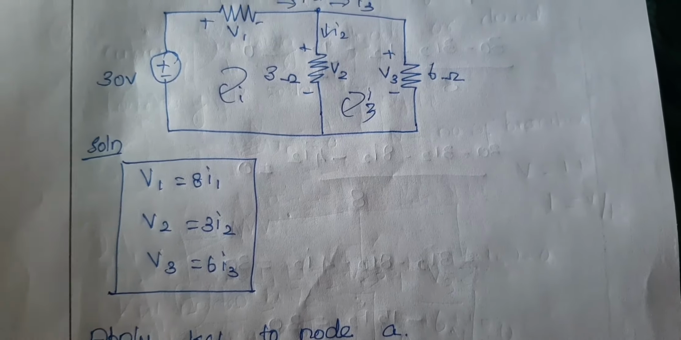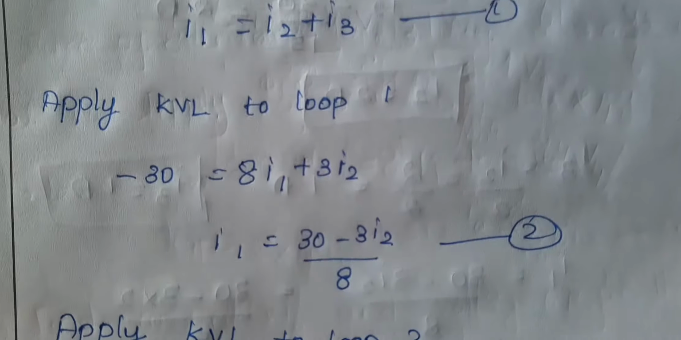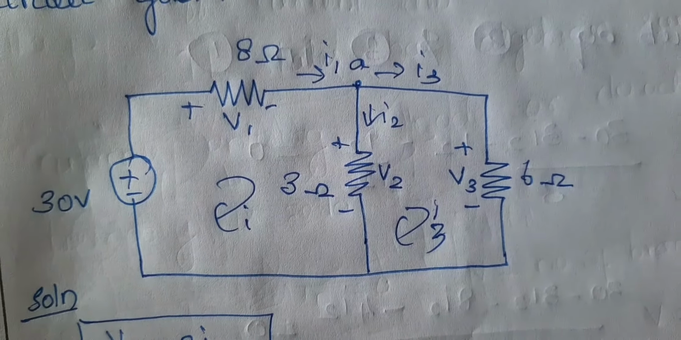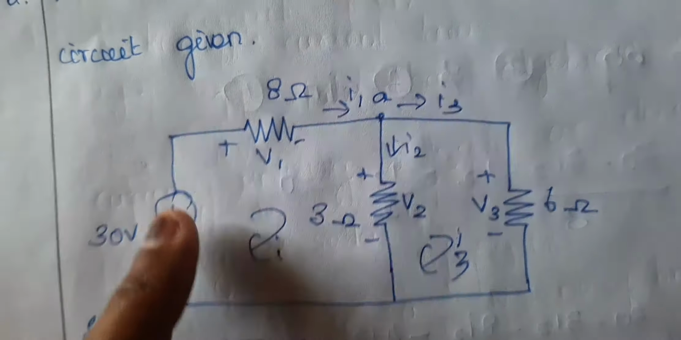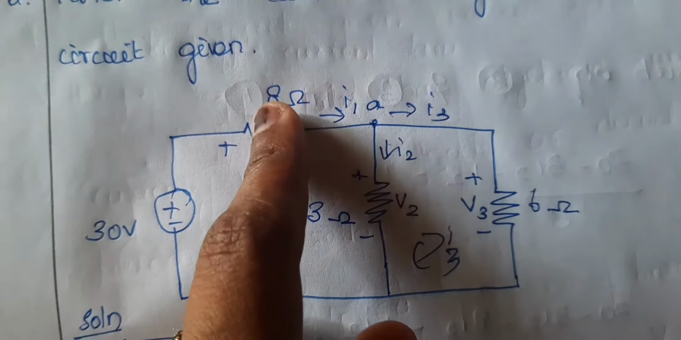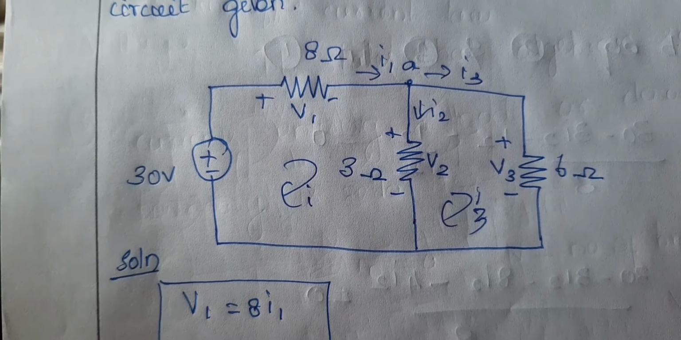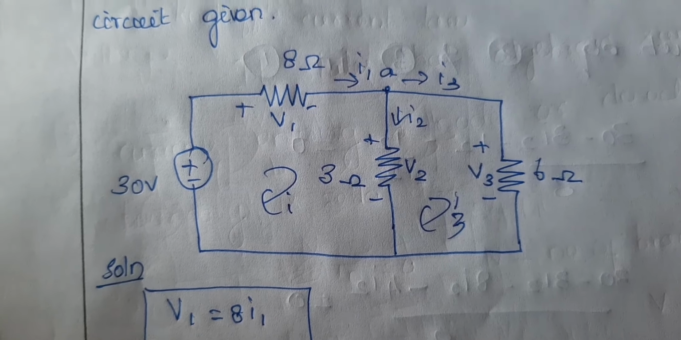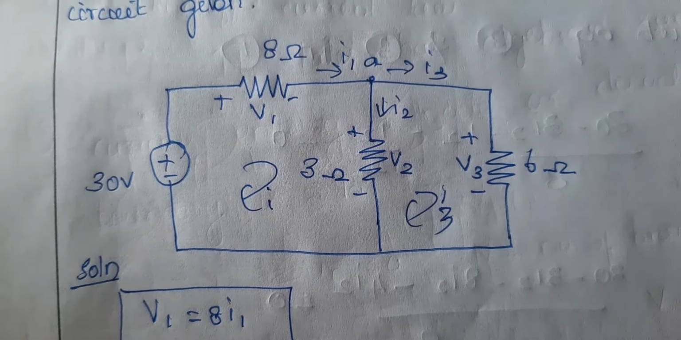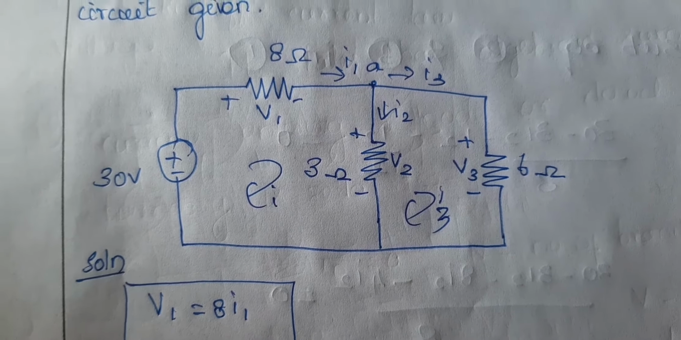There are 2 loops, I1 and I2. So first apply KVL at loop 1. While applying KVL at loop 1, what is the value? It is a voltage rise, so 30, and here it is a voltage drop, and here also it is a voltage drop. So minus 30 equals 8 I1 plus 3 I2.